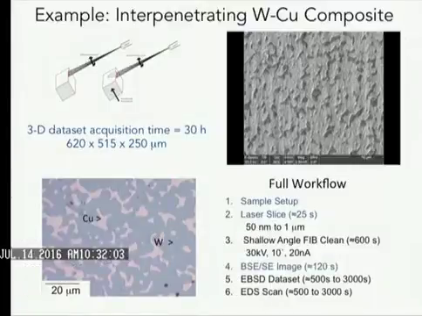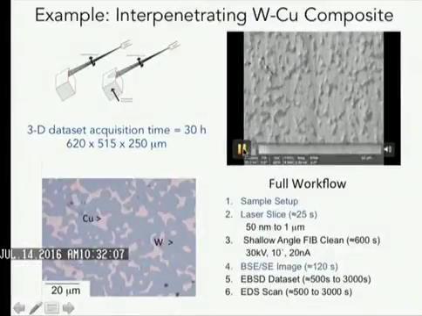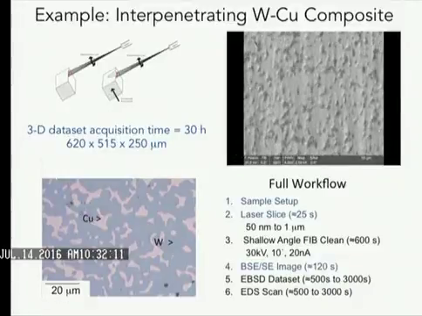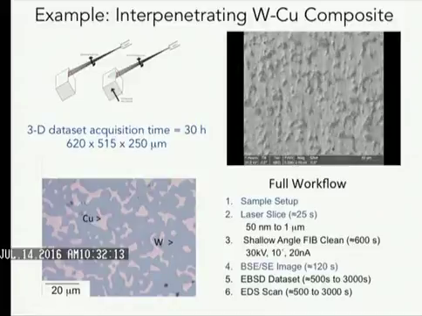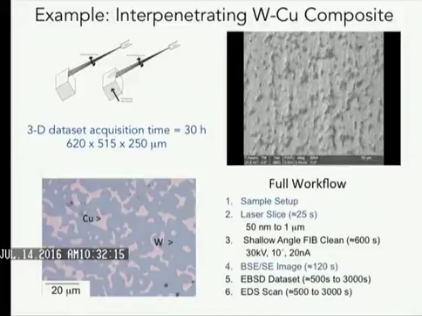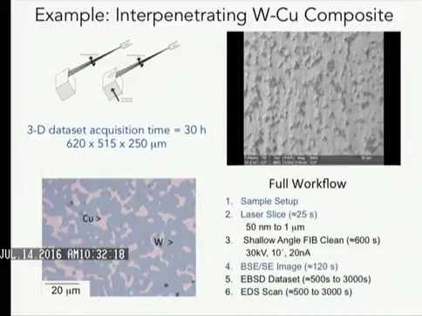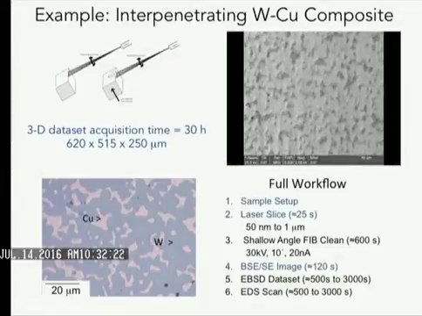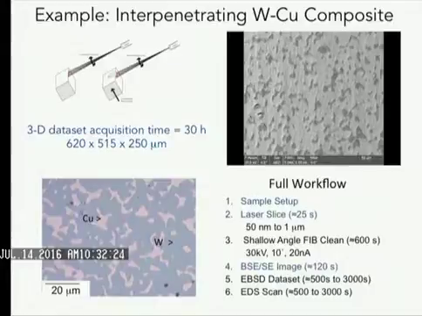I think I forgot to show you. So this is what it looks like as you're slicing. You can see the material's being ablated, but you're not destroying the surface structure of the material, so there's no further preparation. You're just removing it and imaging it as you go along. And you can see voids appearing here and the shapes of the copper changing as we go along.